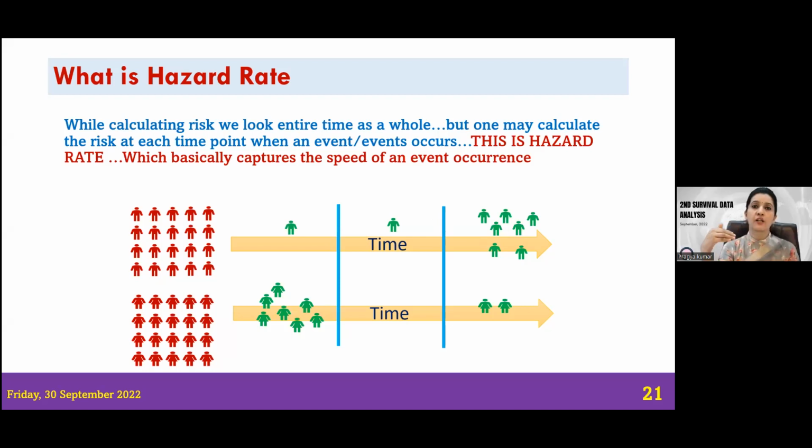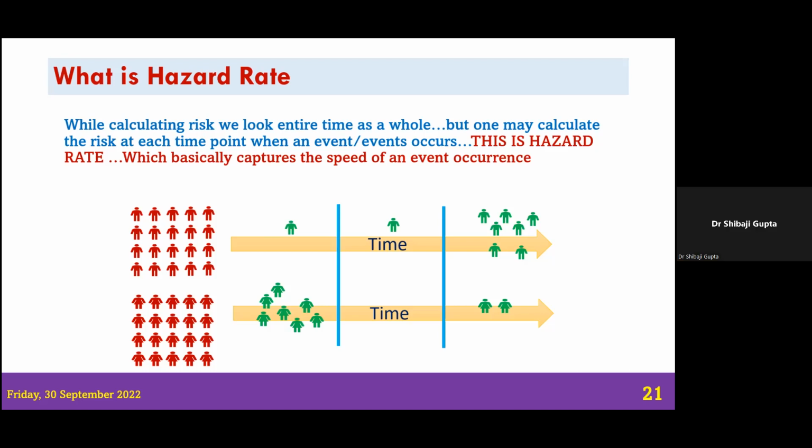To apply a Cox regression, we check this assumption whether this is similar across each time point or not. If it is not, you cannot apply the normal Cox regression. In that case, you have to apply something known as the extended Cox. Okay, that's the limitation of the Cox proportional hazard model.